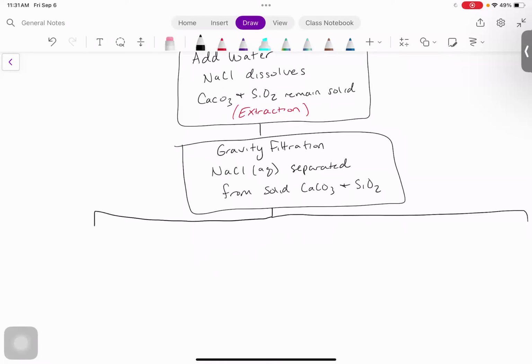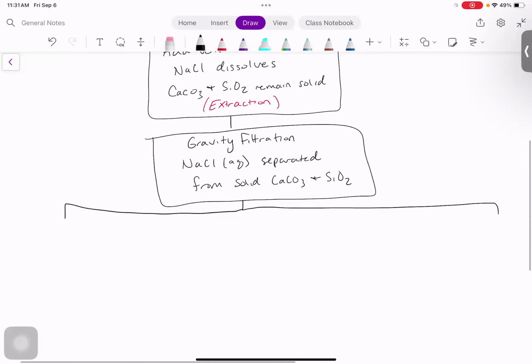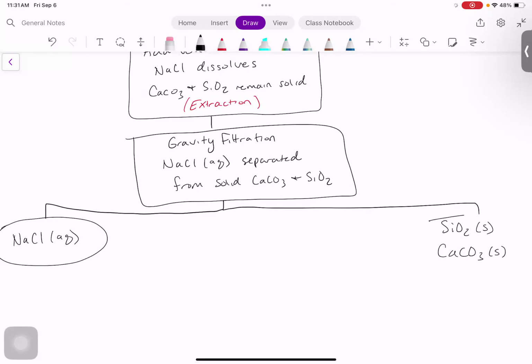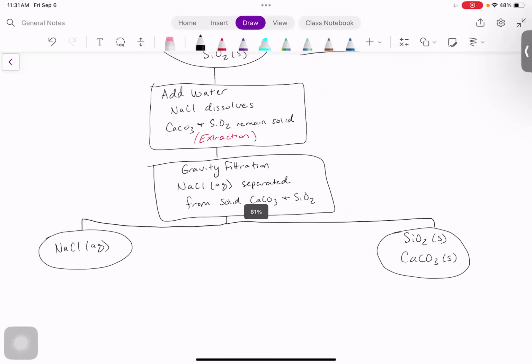So I'm going to branch my flow chart. And the branches that I create are indicating now that those components of the mixture are in separate spots. So I've separated the solid, I've separated the aqueous sodium chloride from the solid silicon dioxide, which is combined with the solid calcium carbonate. So these two things are still solid in solution. The sodium chloride is aqueous, the silicon dioxide and calcium carbonate are solid, but now they're in two separate spots.